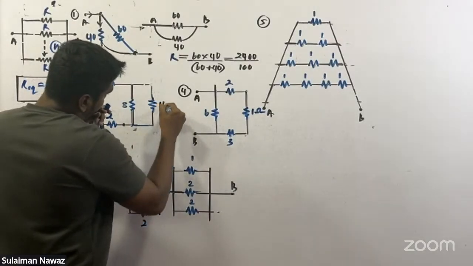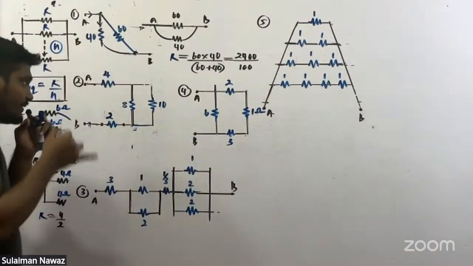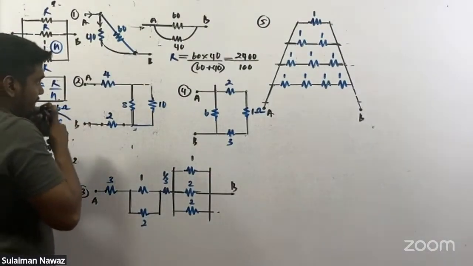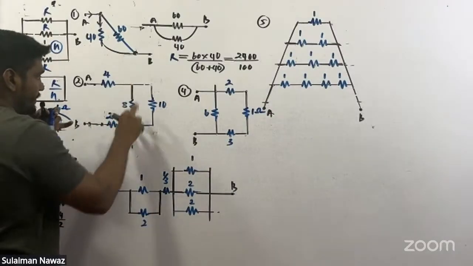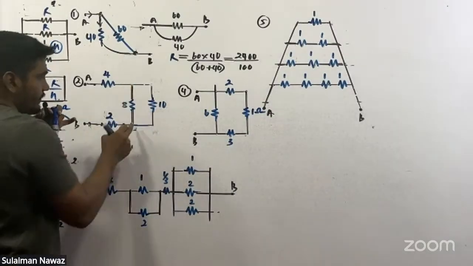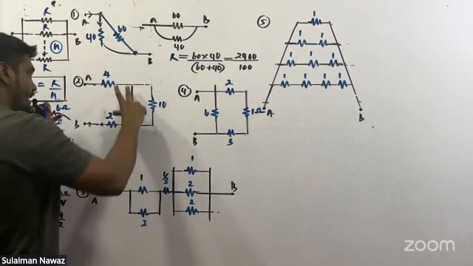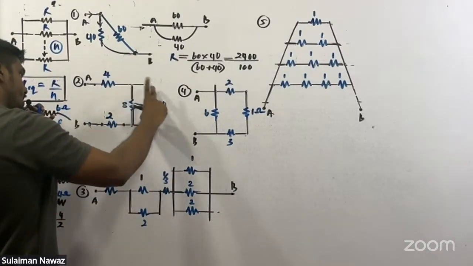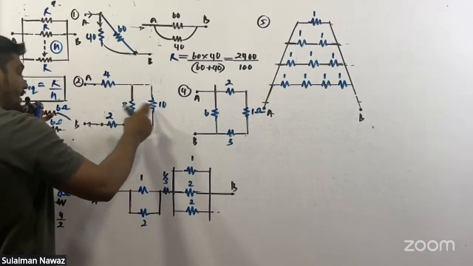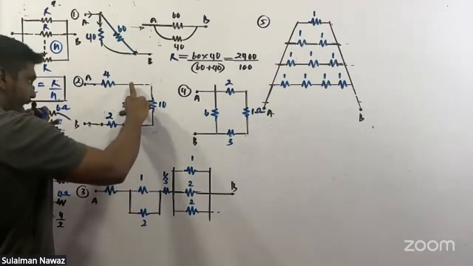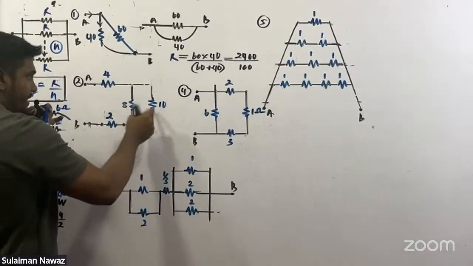10 ohms. Now, what can I say about these 2 points? When you consider these 2 points, 8 ohm is there, 10 ohm is there. Then 8 and 10 are again parallel. Am I correct? 8 and 10 are parallel.